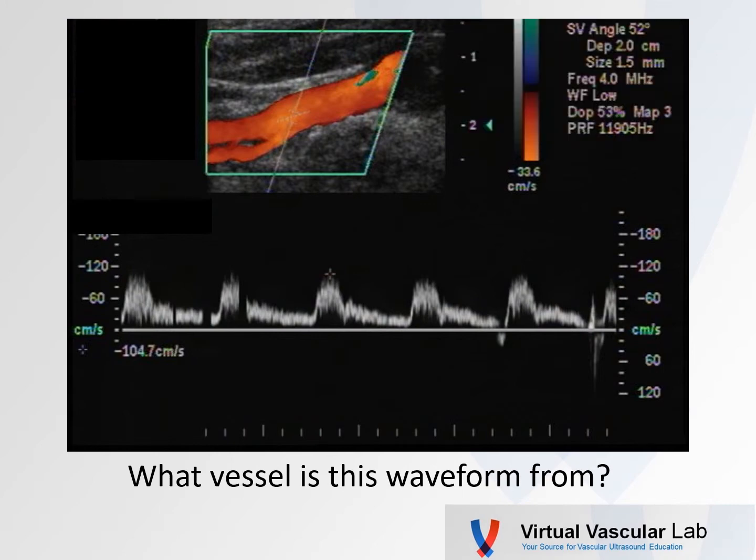This spectral analysis is actually from an external carotid artery. Now looking at that waveform, it looks kind of like an ICA waveform, fairly low resistance, a fair amount of diastolic flow, a bit unusual for an external. But look up in the image, note this branch coming off the external carotid artery. While an ICA branch is possible, it's extremely unusual. So if you have to bet whether this is ICA or ECA, your bet would be external carotid artery. Always pay attention to the image.